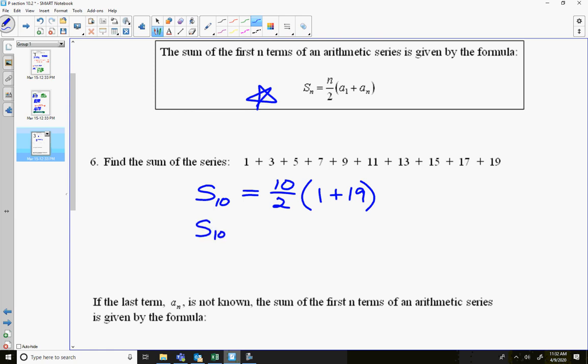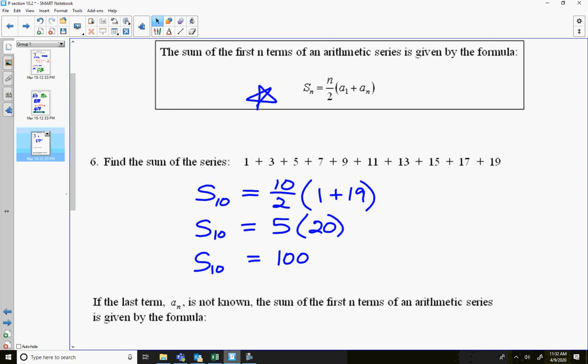Now cleaning up that math, 10 divided by 2 gets us 5. 1 plus 19 is 20. And in this case, if we were to just quickly add all these up, we would get 100. But it's much faster using this formula than to add them up. Now, just to demonstrate where the shortcut, where the formula comes from.